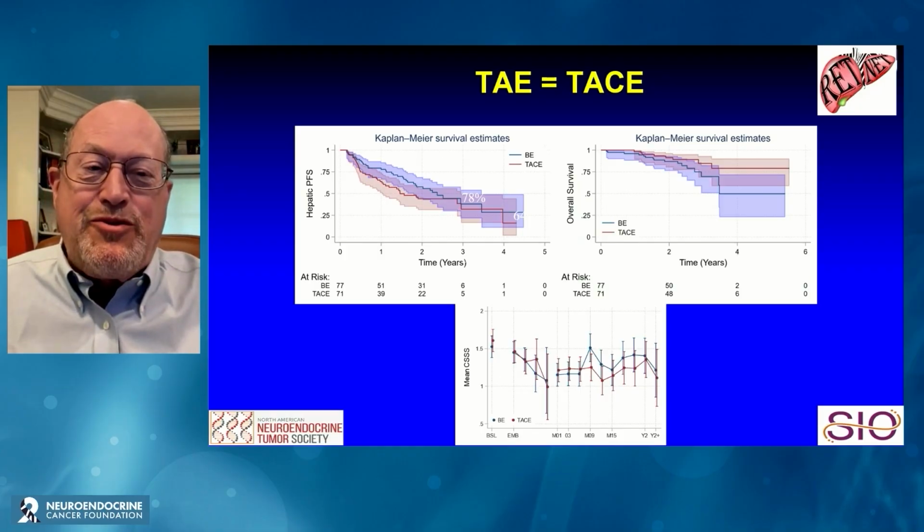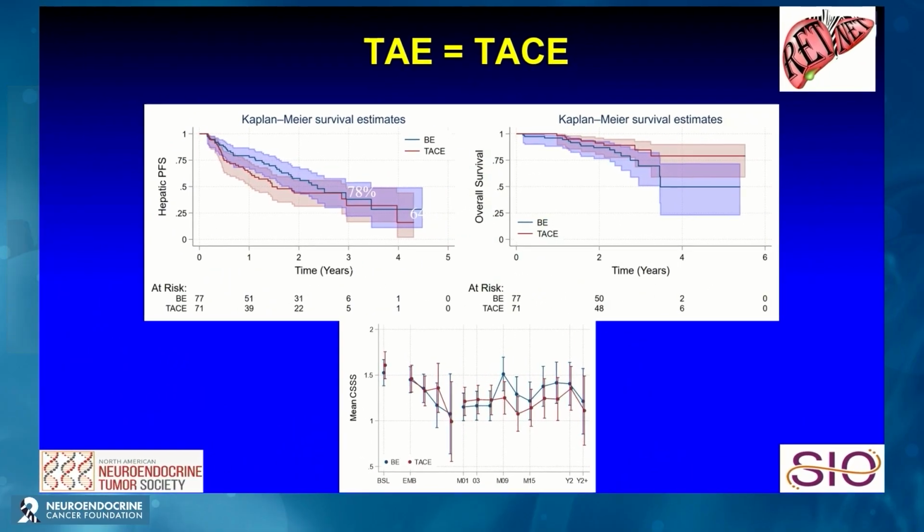And these graphs sum up the final results, which is they work equally well. The left-hand curve is the hepatic progression-free survival, for the tumor to progress within the liver itself. And it was the same between the bland group and the chemoembolization group. The right-hand curve is overall survival. Now that's a little premature because almost nobody dies in 2 years, so it's not very mature data. But again, really no difference in survival between the two groups.